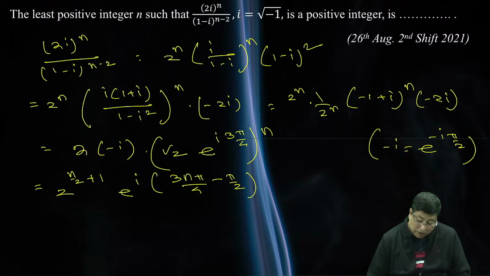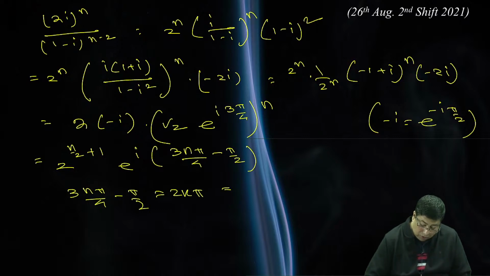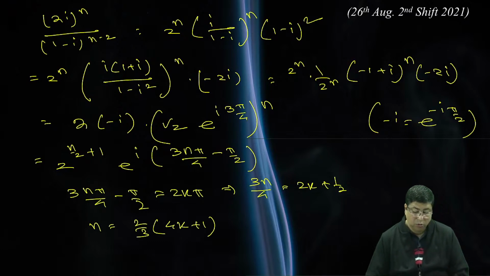Now we can write this as it is to be a positive integer. It is to be a positive integer. Therefore, what to be done? 3nπ/4 - π/2 equals 2kπ, where k belongs to integers. So 3n/4 equals 2k + 1/2, where n equals 2/3 (4k + 1) form.